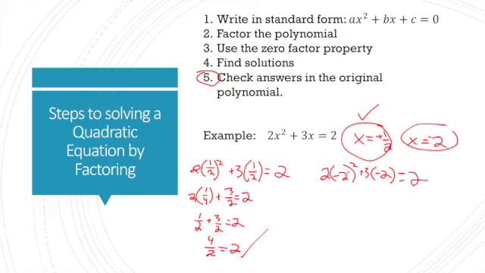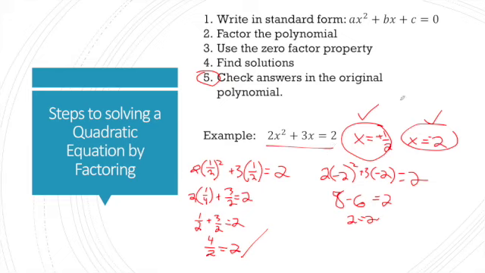-2 squared is going to give me a positive 4. Positive 4 times 2 gives me 8. There. 3 times -2 gives me a -6. So I have 8 minus 6 equals 2. That's going to result in a true statement. So therefore, both of these x values are solutions to this equation.